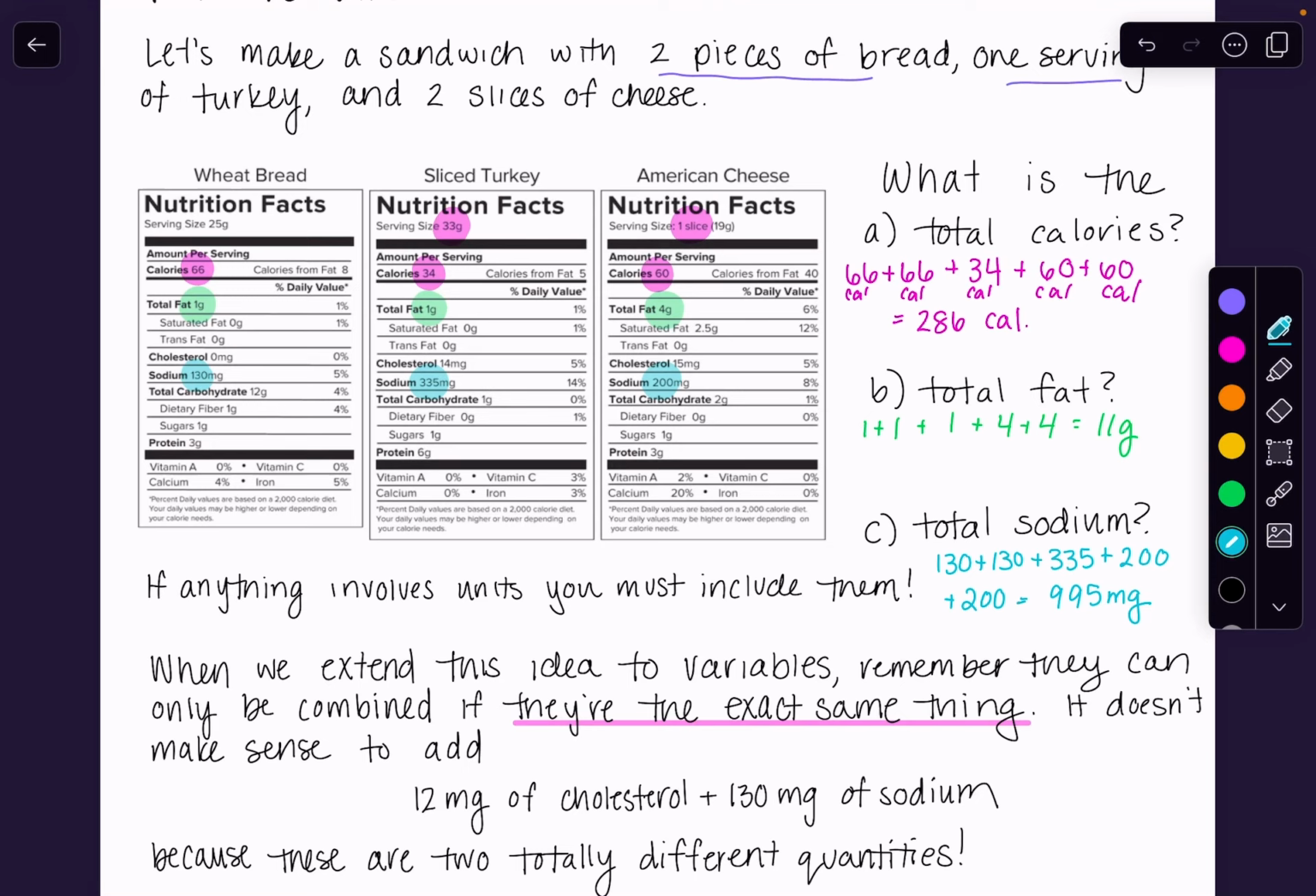But what is that representing? Because the cholesterol and sodium aren't mixing together. They are two totally different quantities. So the same idea happens when you have a variable.